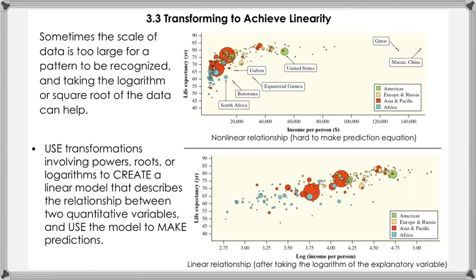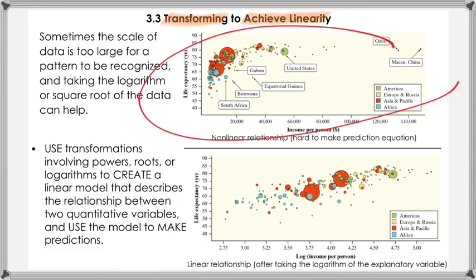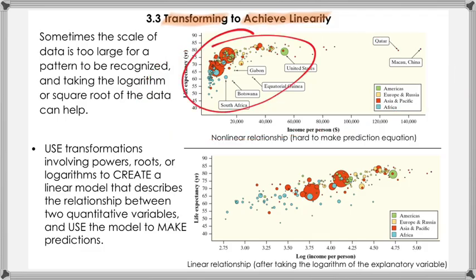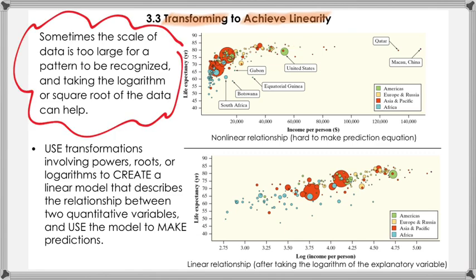3.3 is pretty quick. So we're talking about transforming our data so that we can achieve linearity. And what that basically means, if you look at the picture right here, the data set in this area is not exactly linear right now. It is kind of curved. And regardless of what the data set is talking about, I'm just going to read what is written right here. Sometimes the scale of a data set is too large for a pattern to be recognized. And in this situation, you can notice that on the x-axis you have some very large numbers that have to do with population. And when you have massive data sets that are going to take up a lot of space, sometimes it is too large for the pattern to be recognized.